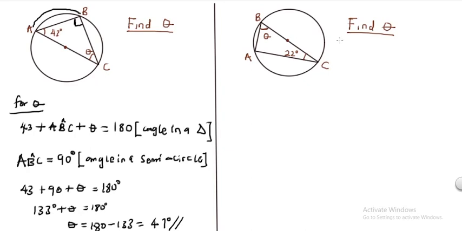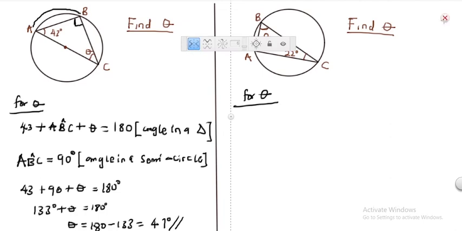Now for this case, we are also told to find theta. You can pause the video and try to solve it yourself. So here I'll simply say for theta, if you notice the angle from the center, the angle subtended by this diameter here is this angle. So this angle is the 90-degree angle. So for theta here, we use the idea of angles in a triangle still.